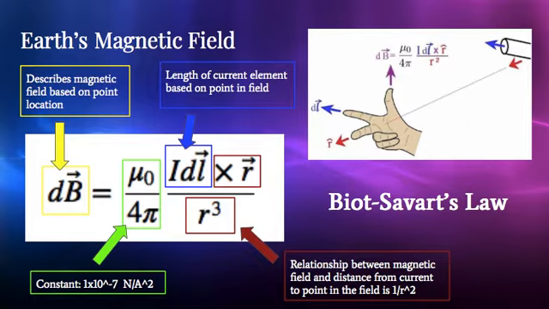To define what the Earth's magnetic field is, we can use Biot-Savart's law. This formula breaks down what the Earth's magnetic field is at a specific point. Taking the integral of this equation over dl would give you the total magnetic field of Earth.